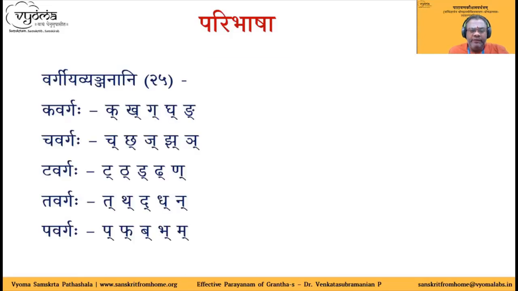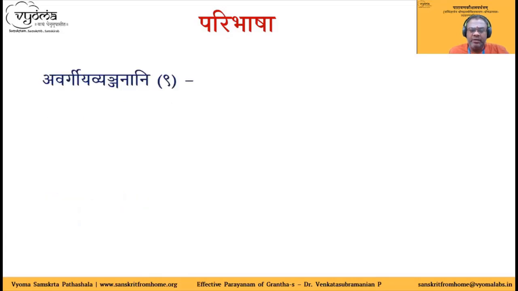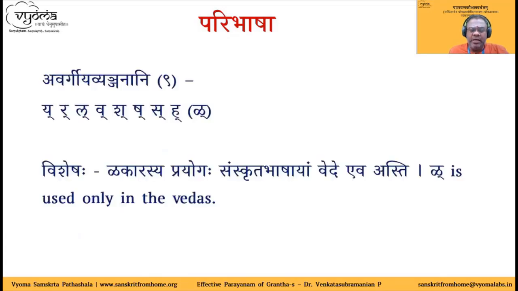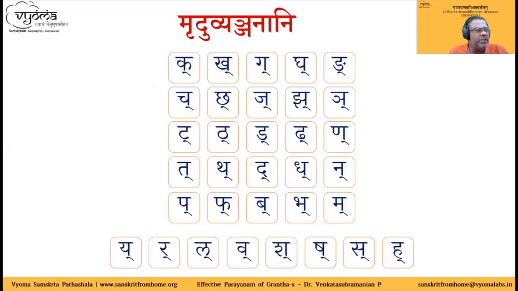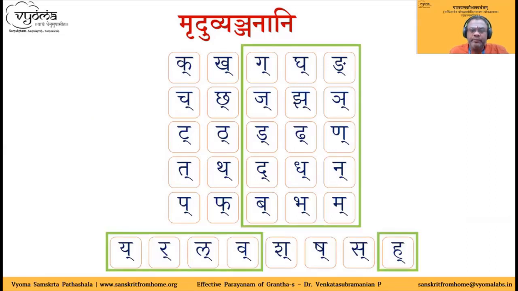Now, Vargiya Vyanjanas, we know there are 25 in number: Kavarga, Chavarga, Tavarga, Tavarga, Pavarga. Avargiya Vyanjanas, including La, are 9. La is only in Vedas. Now, Mridu Vyanjana. What is this Mridu Vyanjana?